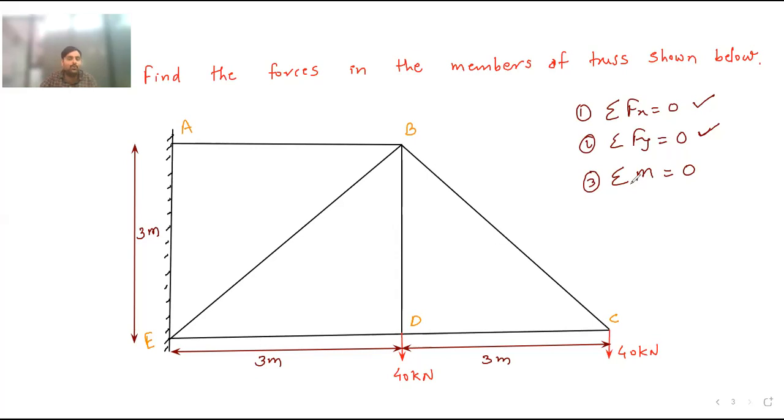Initially, what you need to do is search for a joint which has only two unknowns. To find a joint first, the joint should have two unknowns. Okay, so look for any such joint.